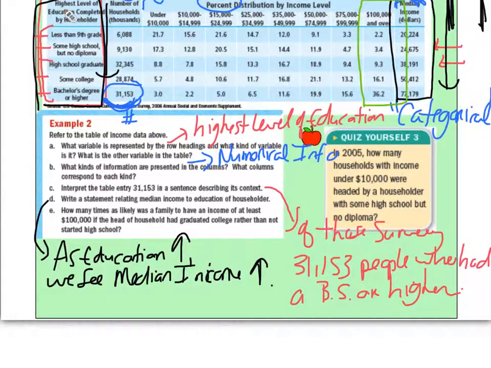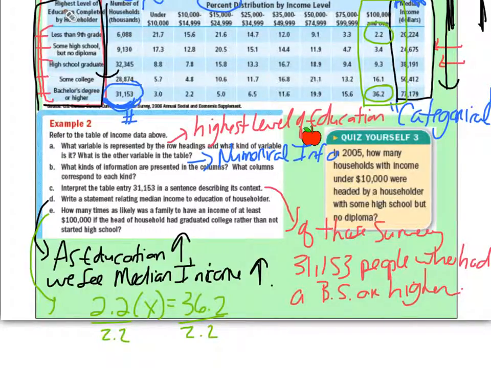If the head of household had graduated college, so someone that graduated college was this one here, rather than not started high school. So they didn't even start high school, so it's that. So they want us to compare, these are two percentages, how many more times likely? So the math for E would be if we did 2.2 times something equals 36.2. How would you solve for X? Well, you would divide by 2.2 on both sides. And it's going to be that X is about 16 times more.